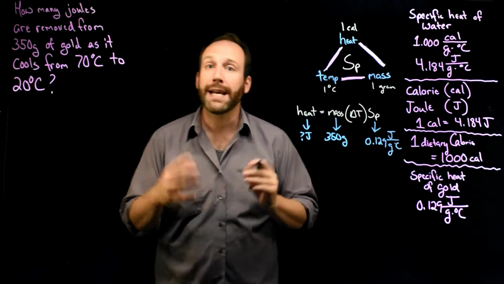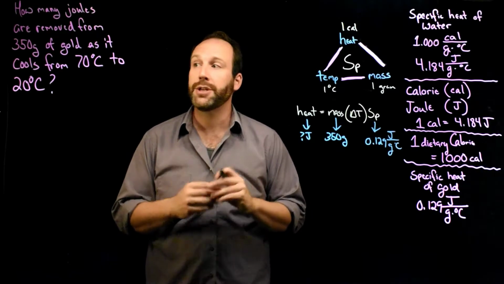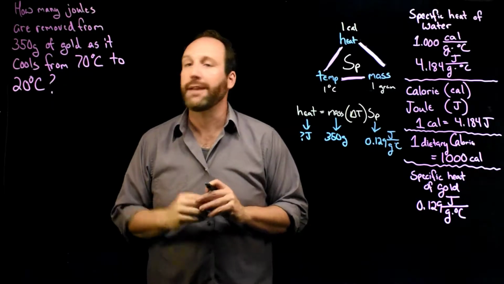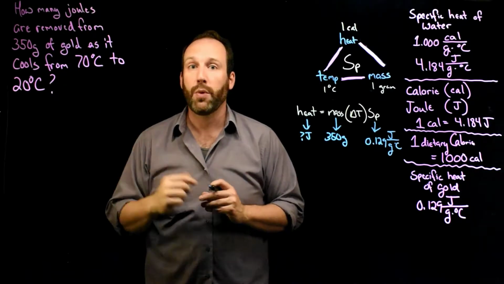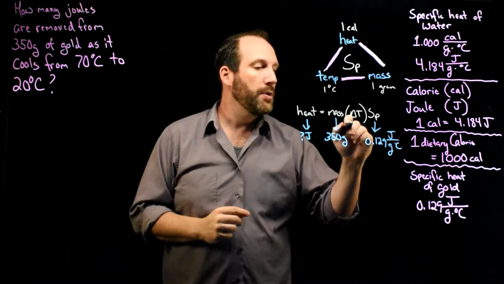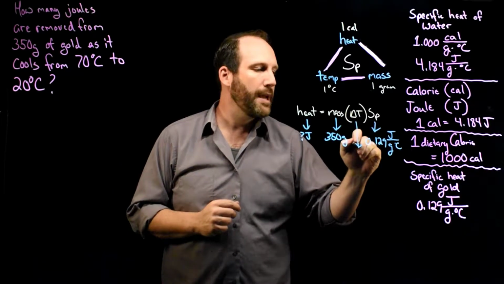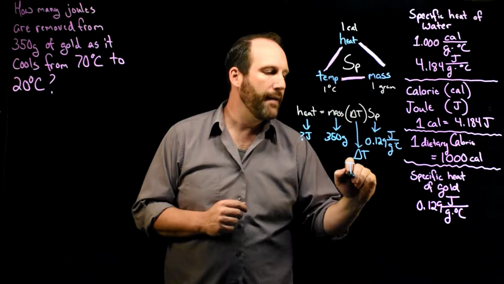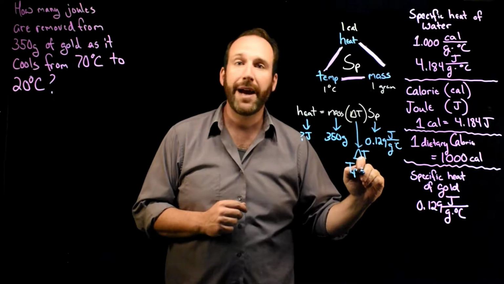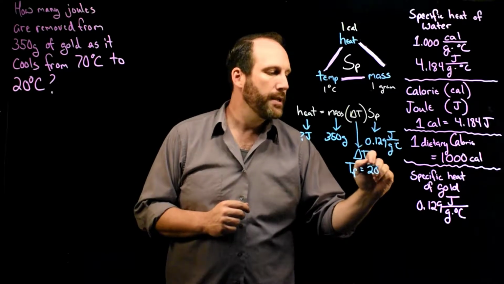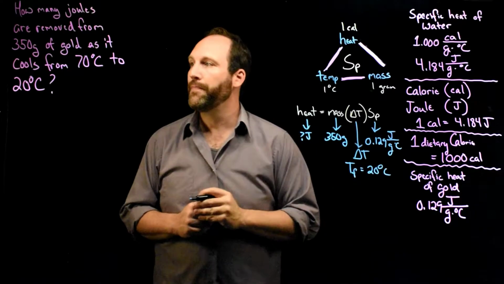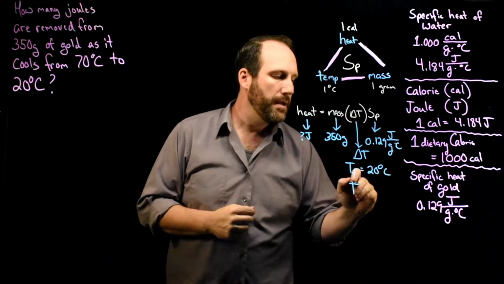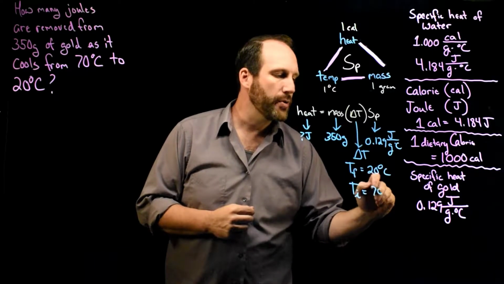Okay? So again, I'm going to need our change in temperature. Well, the problem says that the gold is cooling from 70 to 20 degrees Celsius. So what's my change in temperature? Well, I need my final temperature. My final temperature is 20 degrees Celsius. Right? My initial temperature, where it starts from, is 70 degrees Celsius.